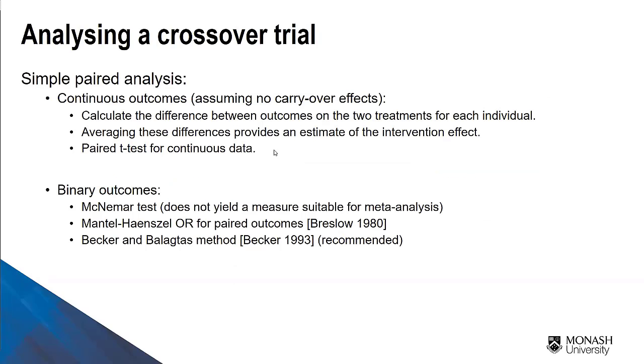Okay, so analysing a crossover trial, we can undertake a simple paired analysis if we can assume that there are no carryover effects. This is simply calculating the difference between the outcomes on the 2 treatments for each individual. We can then average these differences, and this provides us an estimate of the intervention effect. And we can just do a standard paired t-test. It's a little bit more tricky for binary outcomes. We can use the McNemar test, the Mantel-Haenszel test might be used, or the Becker and Balagtas method. And this is the recommended method, which takes account of the correlation in the observations within individuals.